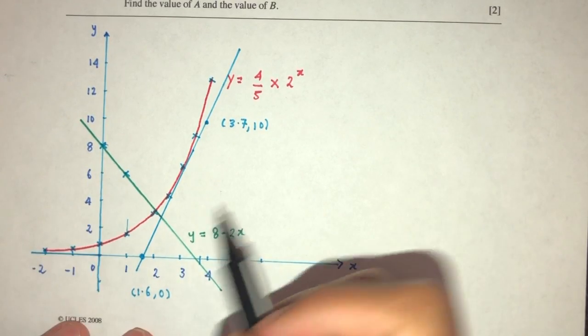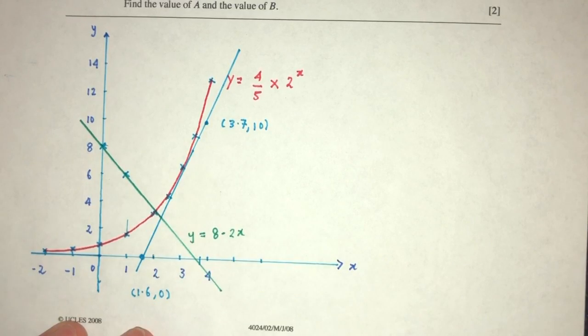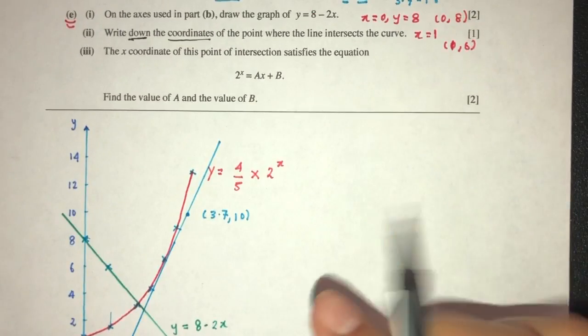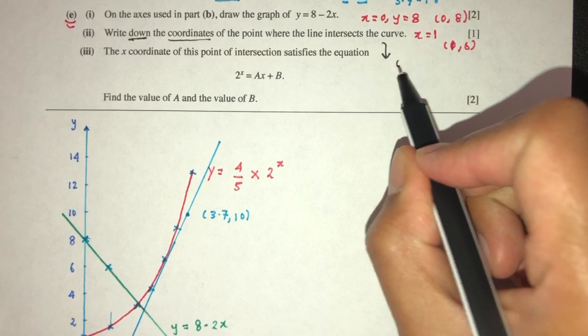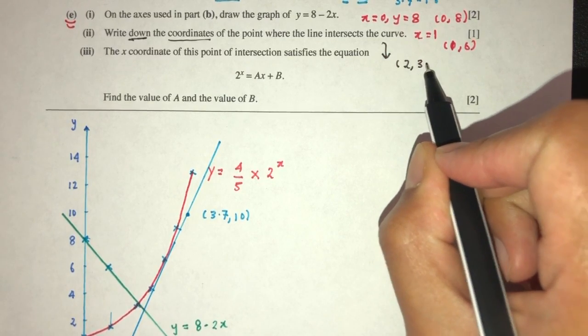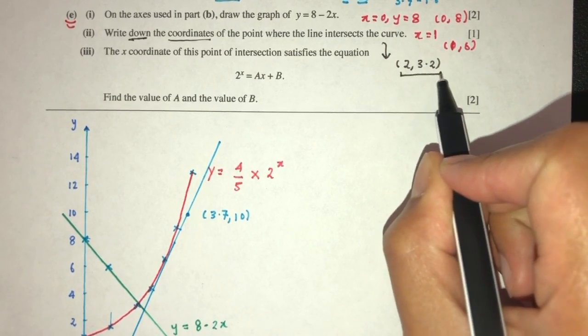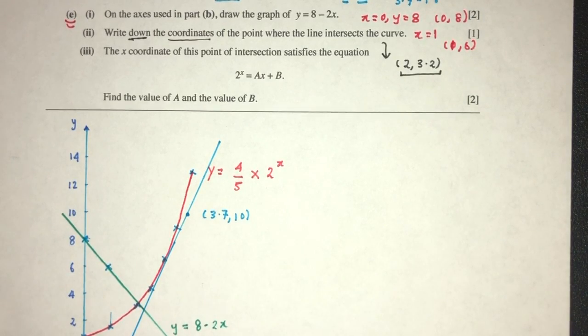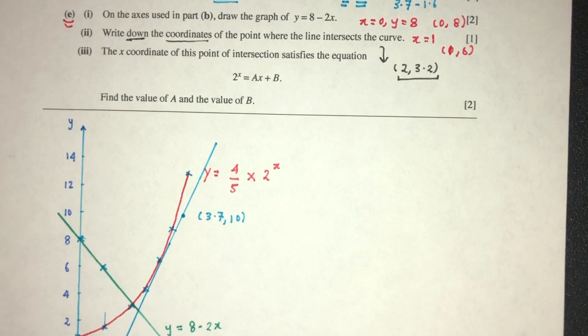According to what I can see, it should be the point 2 and then 3.2. So write down, according to what I can see on my graph, it is 2 and 3.2. Now if you can see something else, you can always write that down, but on the graph it shows to be that value for me at least, the point of intersection.